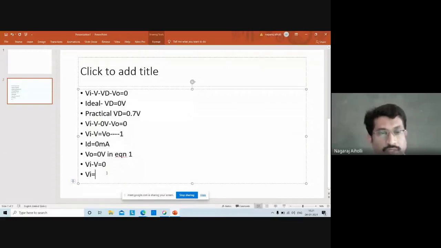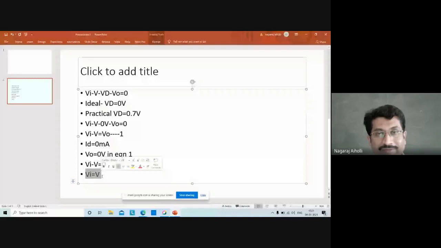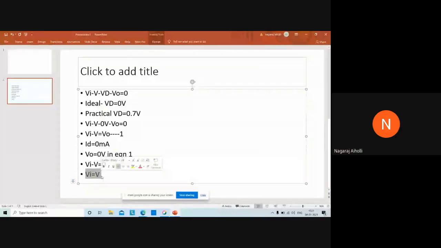That means the transition voltage is at V volts, from the reference zero level. The applied input voltage is V volts. So above this V volts, the diode will be in the on state, and below this V volts level, the diode will be in the off state. This is what is called the transition voltage.